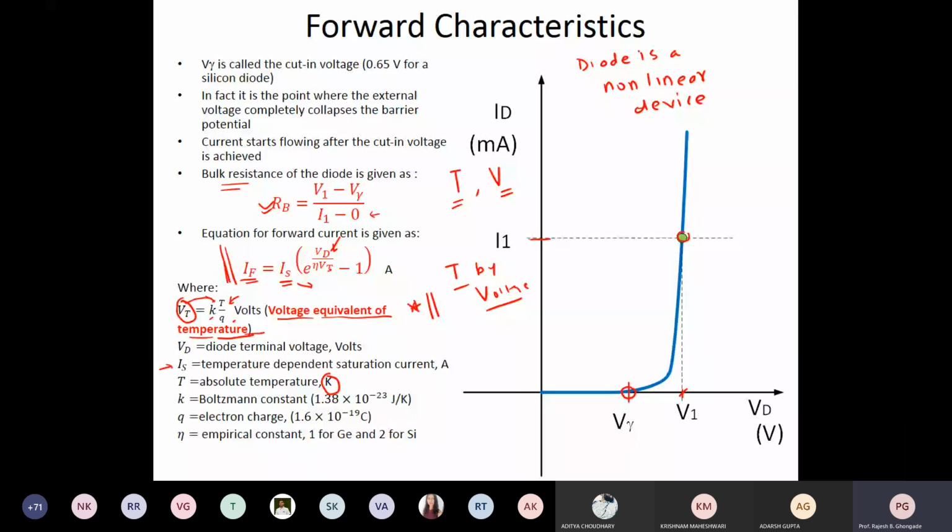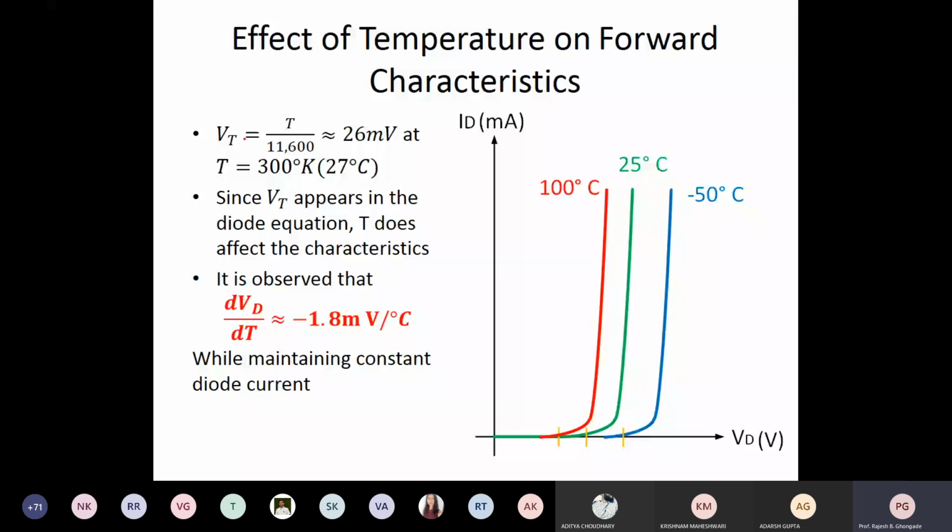So we see that the forward characteristics is modeled by this mathematical equation. Let us come back to the effect of temperature on forward characteristics. Now, as you can see, K and Q are constant, so I can write Vt as T divided by 11,600. For a room temperature of 27 degrees Celsius, that is 300 Kelvin, this Vt works out to nearly 26 millivolts. So if temperature is not given, or it is said that it is room temperature, meaning 27 degrees Celsius, you can safely assume that Vt is always 26 millivolts, as if you are applying 26 millivolts over there. And since Vt appears in the diode equation, T does affect the characteristics.